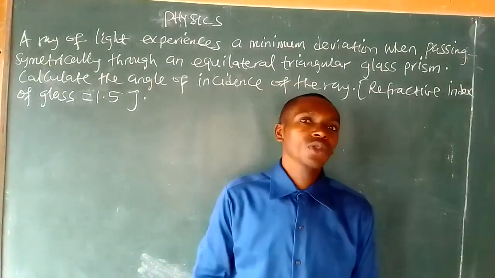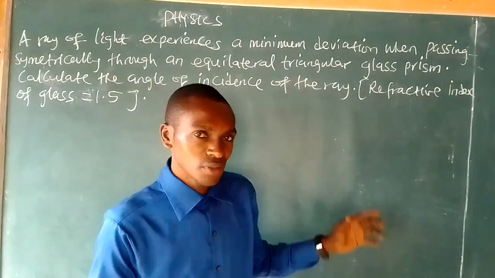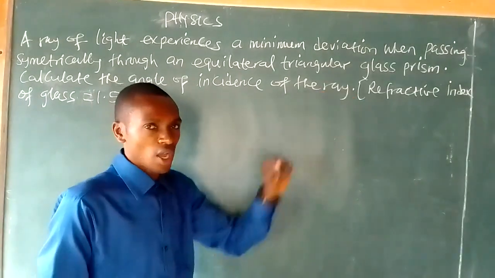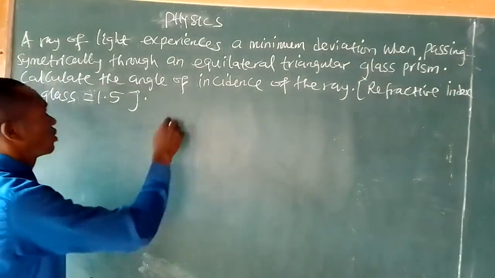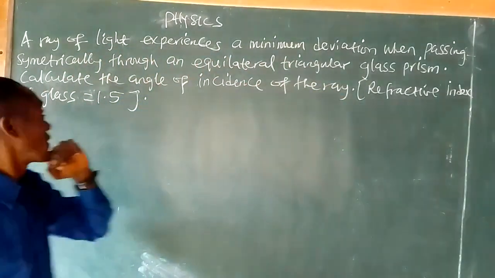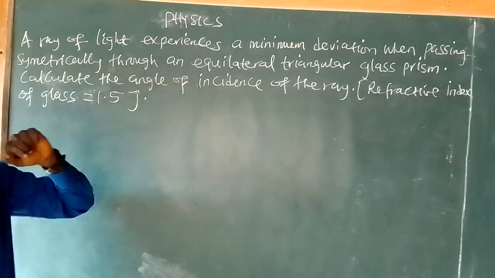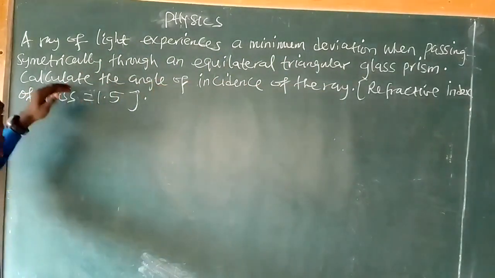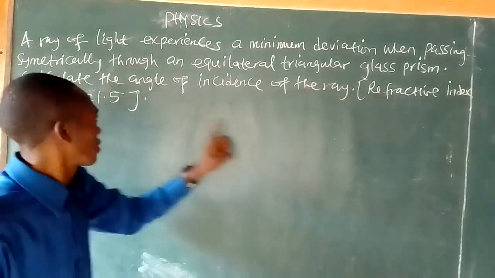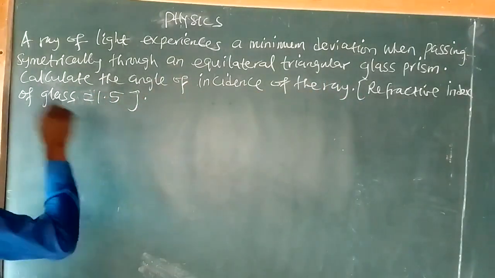Today we shall be looking at how to calculate the angle of incidence from a refraction that must have occurred in a triangular glass prism. Now the question is: a ray of light experiences a minimum deviation when passing symmetrically through an equilateral triangle glass prism. So we're asked to calculate the angle of incidence of the ray. The refractive index of glass is given as 1.5.